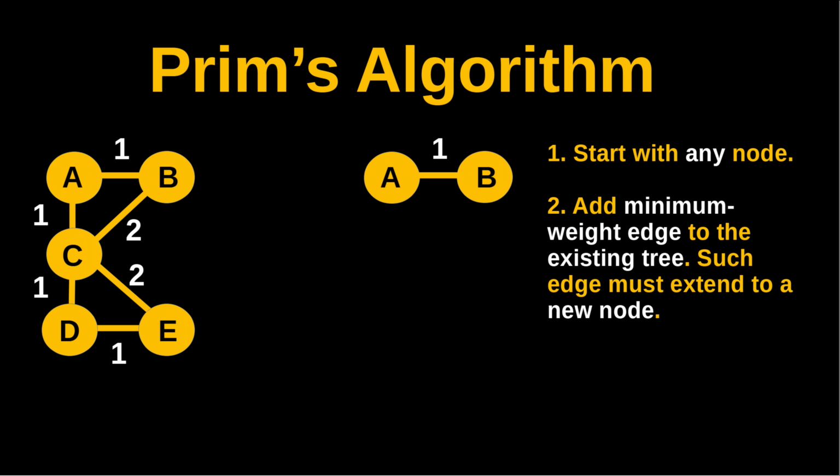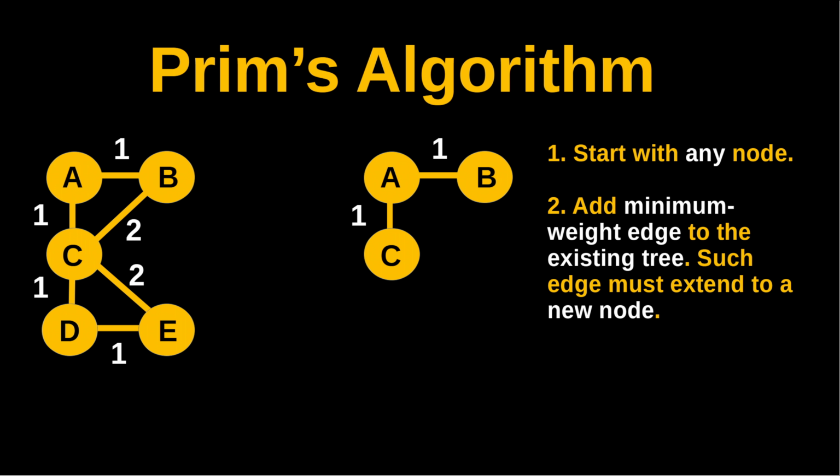Next, from A to B, we can have the possibility of AC, which has a weight of 1, or BC, which has a weight of 2. We will pick the edge with the lower weight. So we will pick AC. So we add this to the tree. Now the tree has 3 nodes, A, B, and C.